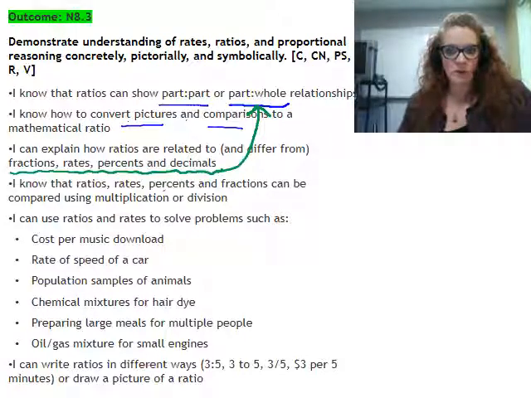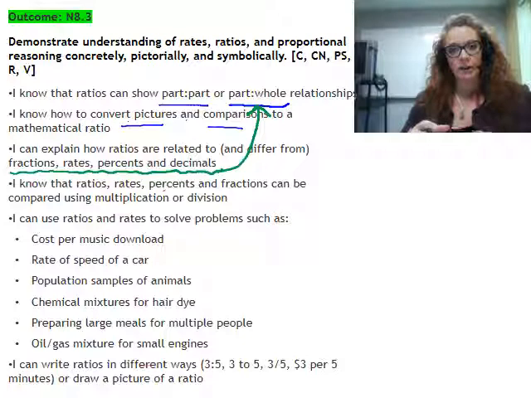And why do we use these things? Well, here's some good real-life examples. Cost of a music download. If you're going to download 40 songs, you have to multiply that cost per download. Rate of speed of a car, and I have an example coming up on how to do that ratio question. Maybe population samples of animals. If you take a small population in one area, you would multiply that by the rest of the province to find out what the population of moose are for the whole province, maybe.